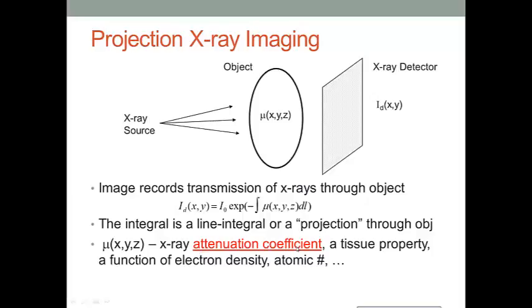This coefficient is the tissue property. It's a function of the electron density, atomic number, and also the structure of the human body. So the attenuation coefficients are different in different places. So the X-ray detector will detect different X-ray coming to this detector. For example, this point is weak, the detector is weak. This point is strong, this point will be strongly detected. So based on the different distribution they detect, they can show the clarity of the image of this object.